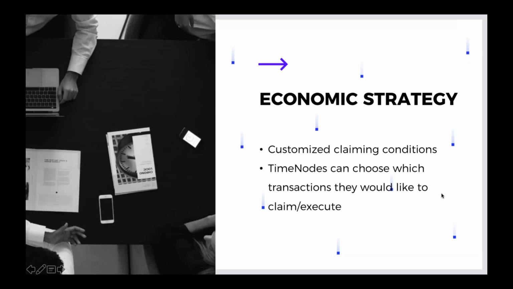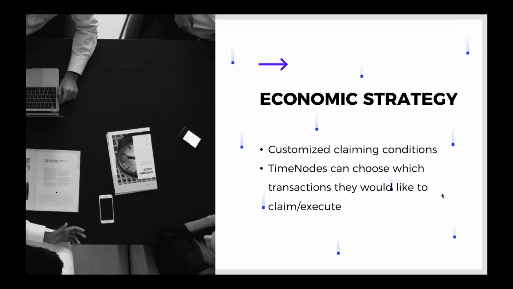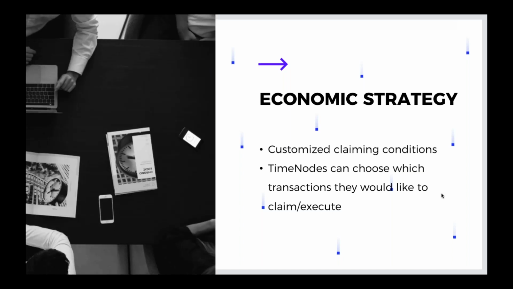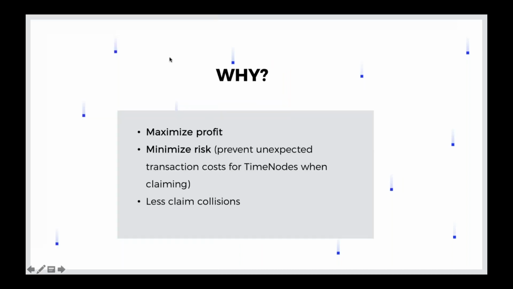So let's get into the economic strategy. What is the economic strategy? The idea behind it is to allow TimeNodes to have customized claiming conditions. That way, TimeNodes can choose which transactions they would claim and which transactions they would ignore. And why did we start building such functionality? The main idea is to maximize profit from the TimeNodes, of course. Another thing that this will help in a very big way is minimizing risk. It would prevent, let's say, unexpected transaction costs when TimeNodes are claiming.